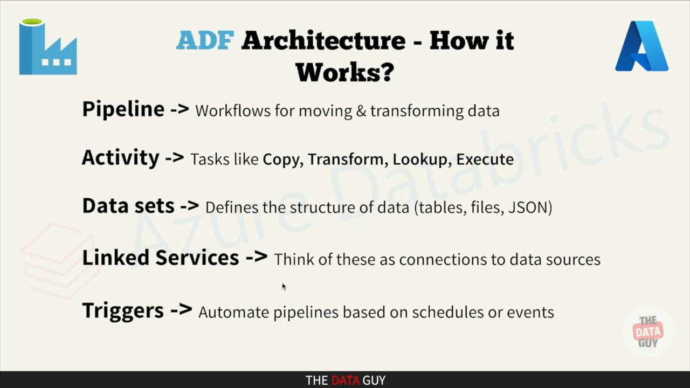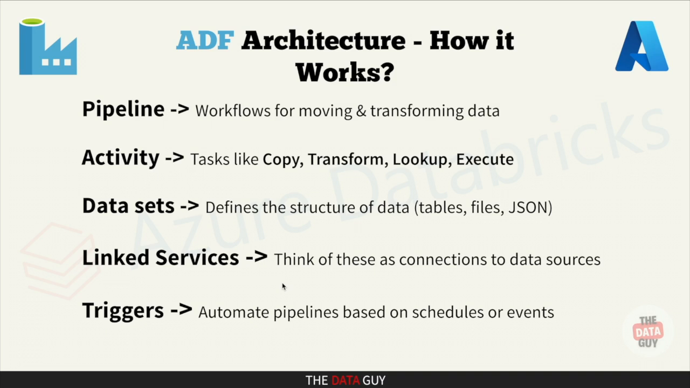So now let's break down how ADF works under the hood. Whenever you make use of ADF, you will use these components. These are some of the key components of ADF. Pipeline. A pipeline is a logical grouping of activities that perform a task. You can think of it like a container where you group tasks that need to happen in sequence or parallel. For example, you could have a pipeline that first extracts data from a database, then transforms it, and finally loads it into a data warehouse.